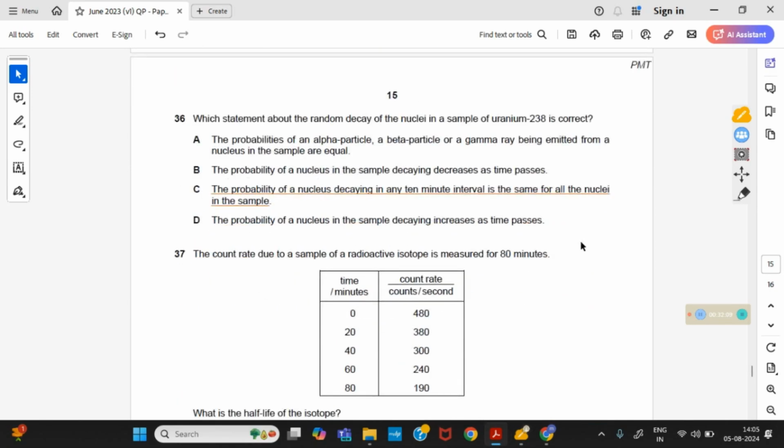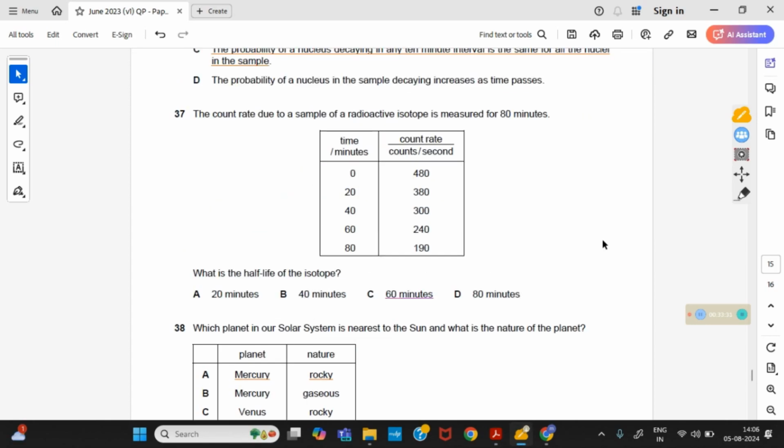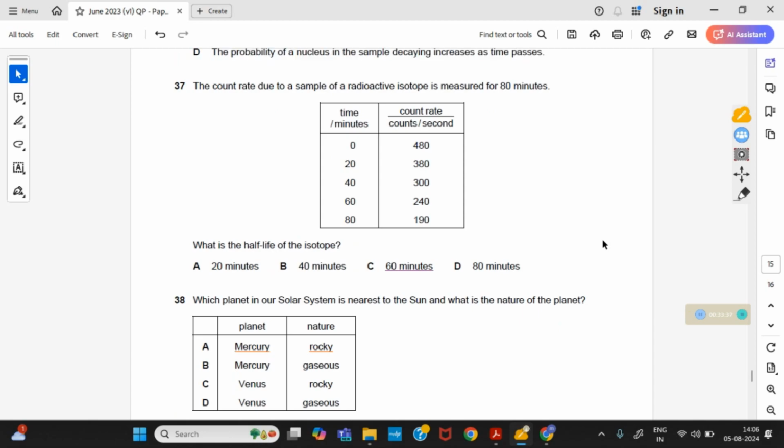Which statement about the random decay of the nuclei in a sample of uranium-238 is correct? Read all the options, and option C is right: the probability of a nucleus decaying in any 10-minute interval is the same for all the nuclei in the sample. A better understanding of theory is required here. Question number 37: the count rate due to a sample of a radioactive isotope is measured for 80 minutes. What is the half-life of the isotope?